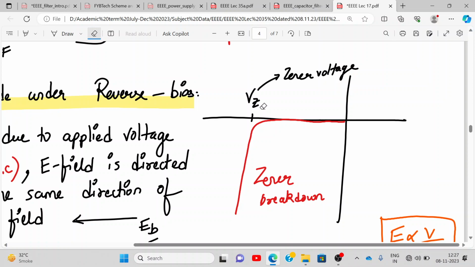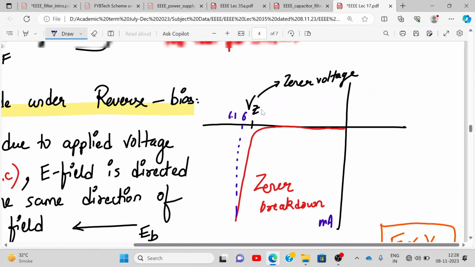The current increases in a controlled manner. That is true. This is in milliamperes. What else do you see? You see that the voltage is hardly increasing, but the current is increasing a lot. So let's say this is 6 volt, and this value over here is 6.1 volt. So between 6 to 6.1, hardly there is change in voltage, whereas current is increasing.